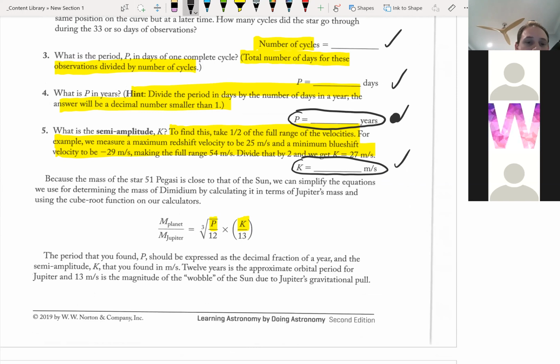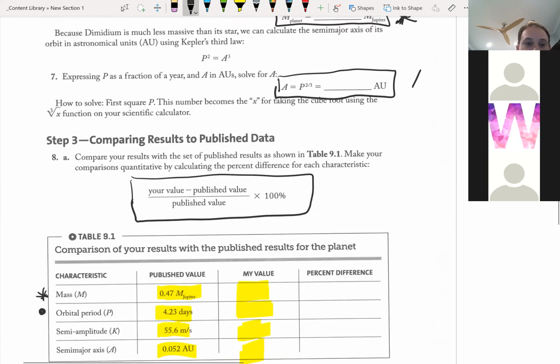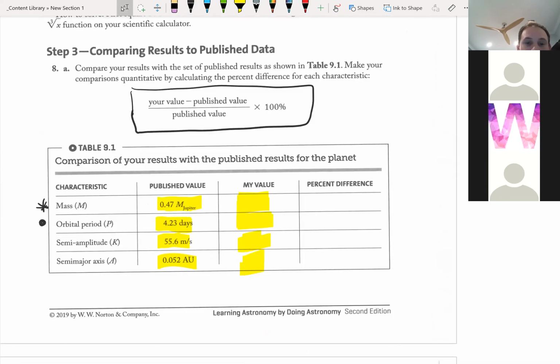Wendy? So number 5 is the orbital period, you said? No, 4 is the orbital period. Oh, 4 is the orbital period. Okay. 5 is the semi-amplitude. Okay.